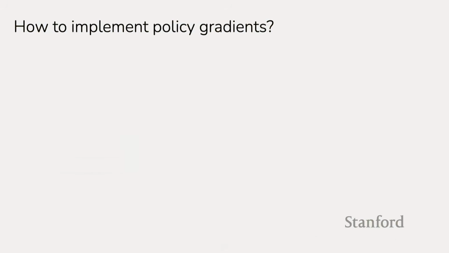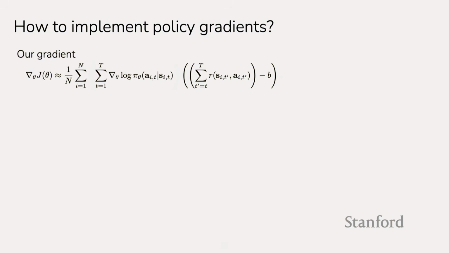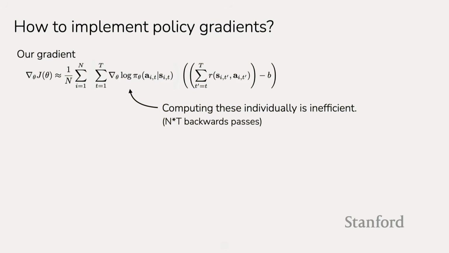Cool. So one more thing on this version of the algorithm, and then we'll move on to one last version. In terms of how to implement it, we derived a gradient like this. To implement this in practice, you could, in principle, just run a backward pass for all of these different terms. But if you computed all these individually, then you'd have to do n times t backward passes, and this would be rather inefficient.